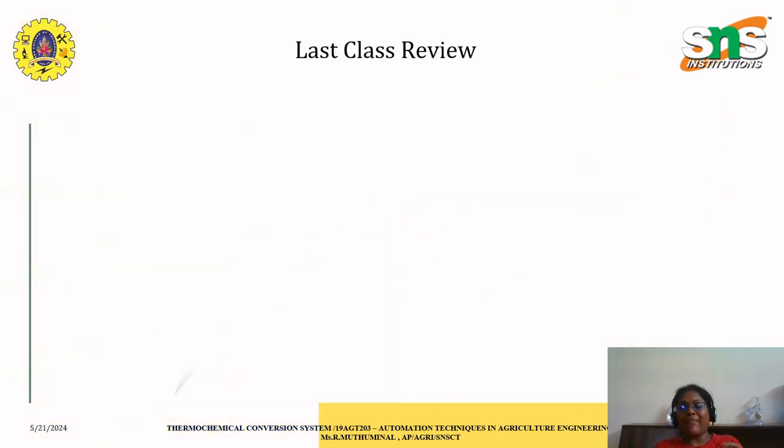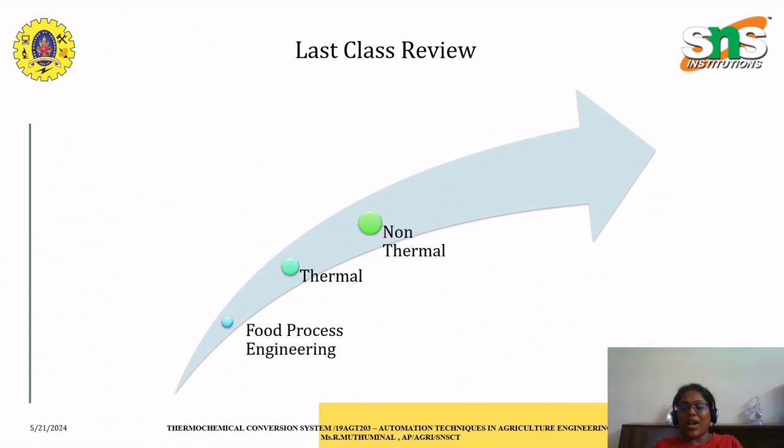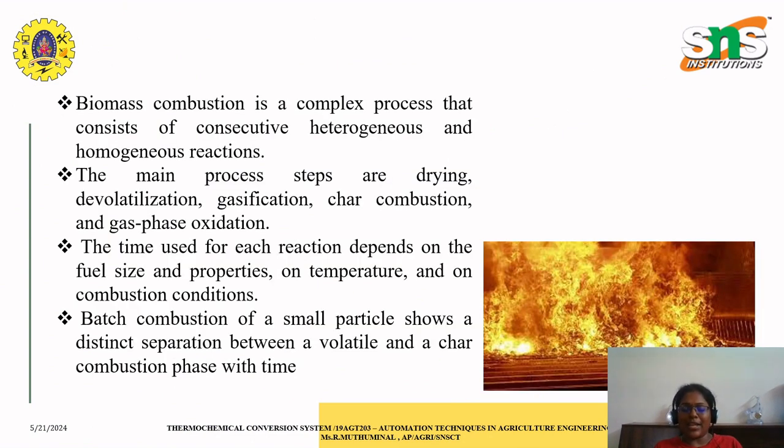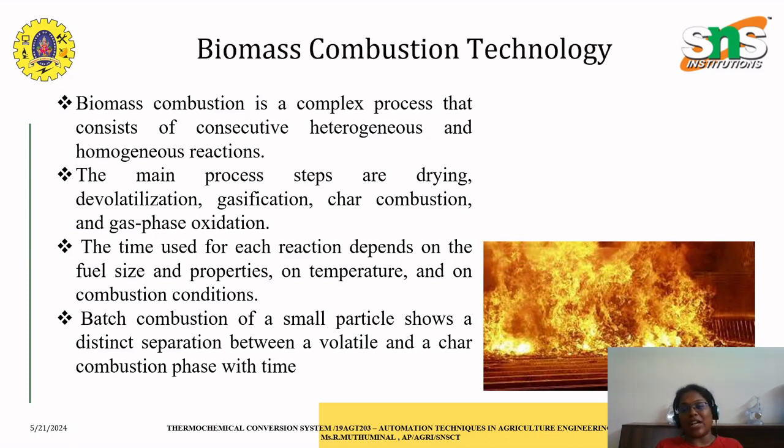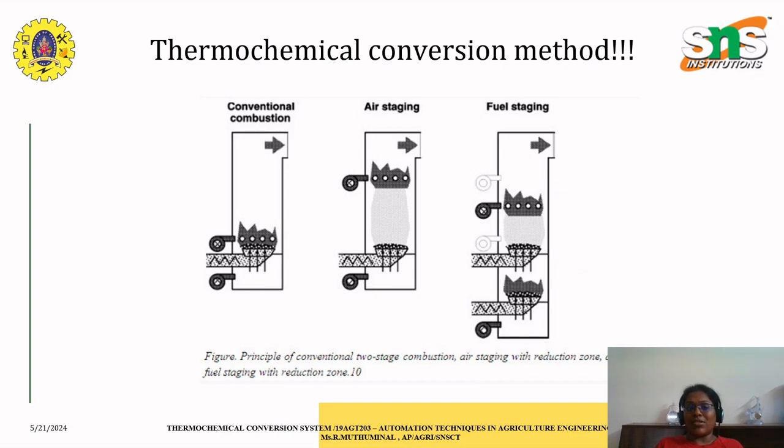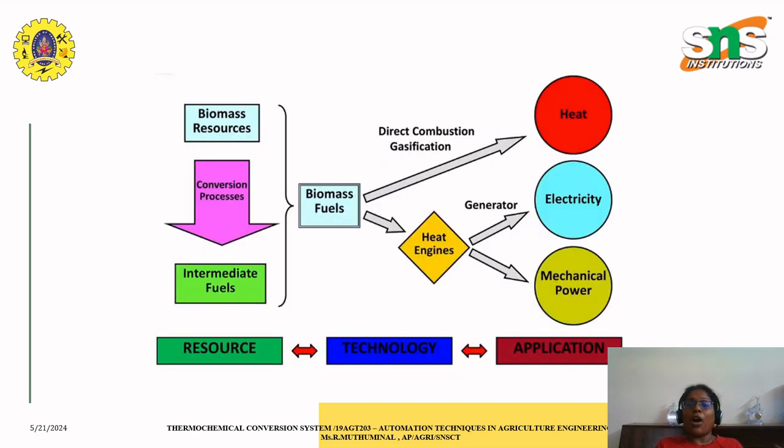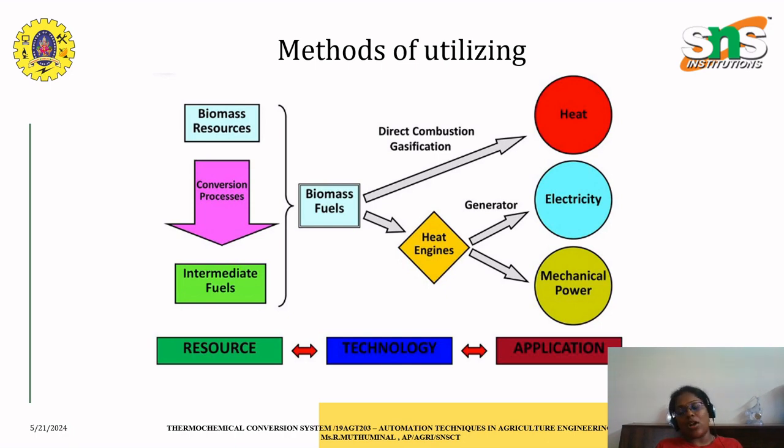We'll have a small recap of what we saw in the previous class, that is, the processes involved in food processing like thermal processing, non-thermal processing, extrusion, freezing, and then we also saw something about the biochemical conversion system along with combustion technology, which is considered under the thermochemical conversion system. We have also seen the conversion methods involved in thermochemical conversion and the three stages involved, like conventional combustion, air staging and fuel staging, and how we have to categorize them under the methods of utilizing resources, technology and application.